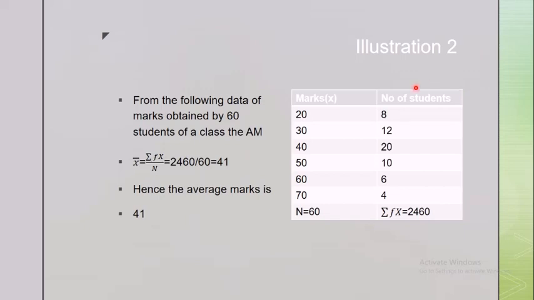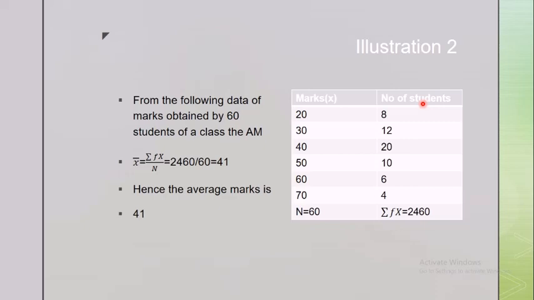Now this is the illustration. Here in the table, you are given the marks and the number of students. I'm going to multiply the marks and the number of students. The number of students is what? F, right?